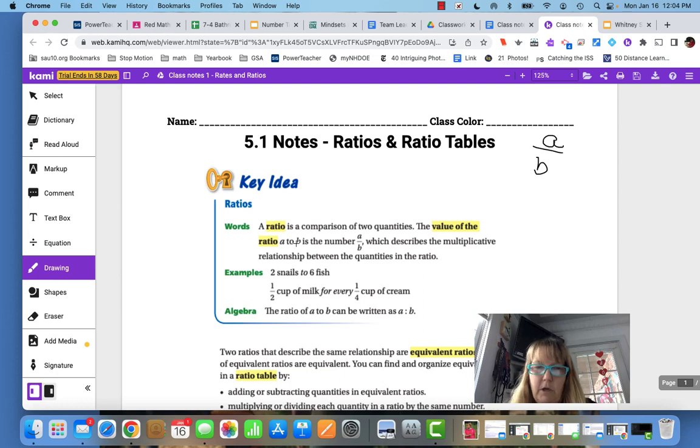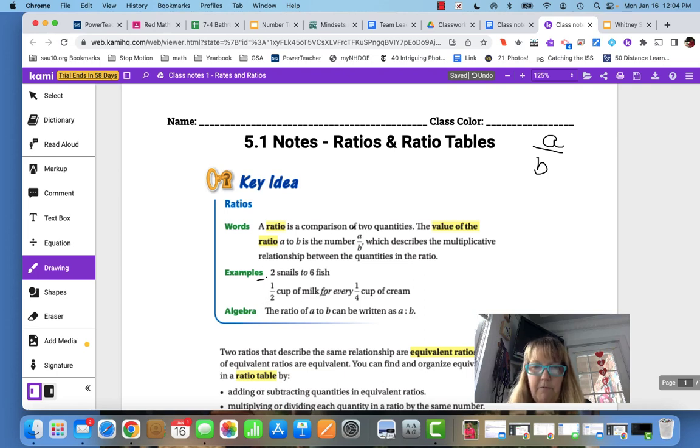The value of a ratio is, we say, a to b or a over b, which describes the multiplicative relationship between the quantities in the ratio. So everything that we'll be talking about now is going to be multiplication and division. Every once in a while I might bump into some addition, but I'm going to try to keep that to a minimum. An example of ratios is 2 snails to 6 fish. So every 2 snails, there's 6 fish. If there was 4 snails, then there would be 12 fish. See how it's a multiple of each other?